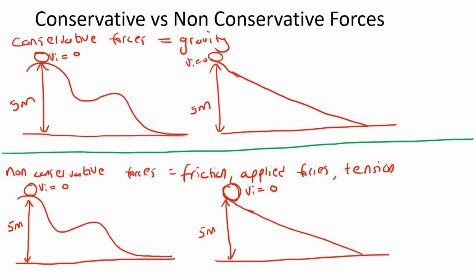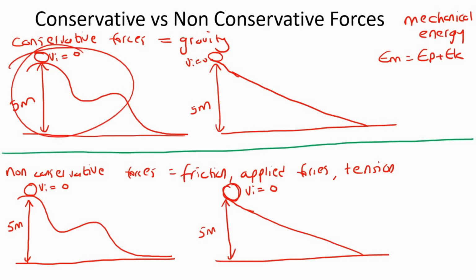Now, we're talking about conservation, and in that we get conservative and non-conservative. So we're talking about the conservation of mechanical energy. Now, you need to know that mechanical energy is potential plus kinetic. Okay, so let's start over here. What we can see is that the object has a 0 velocity, so it only has potential energy.